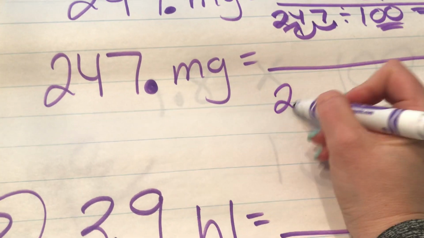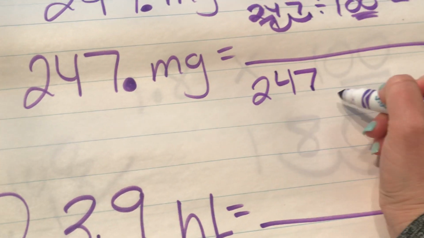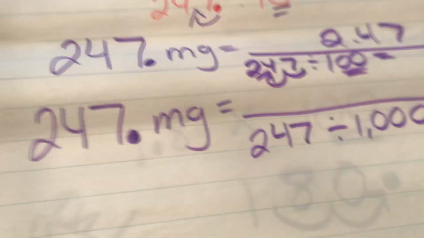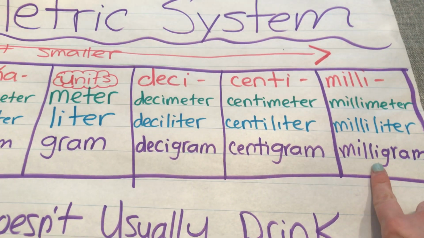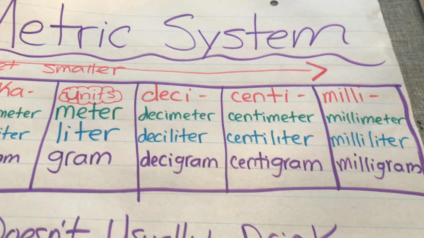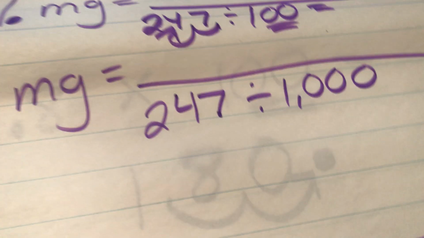Last one, I have 247, and I'm dividing it by 1,000. How did I get 1,000? Well, let's see. I'm going from milligrams to just grams. That's 1, 2, 3 hops. So that's how I got 1,000.